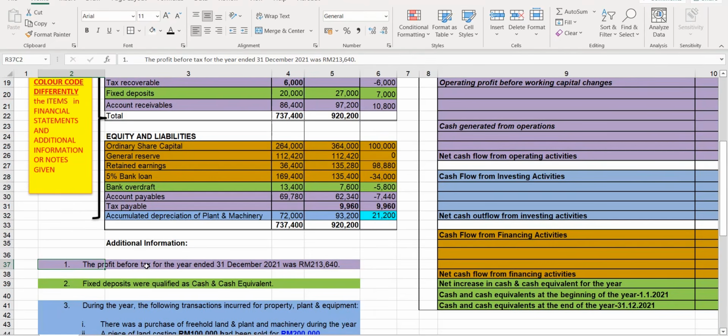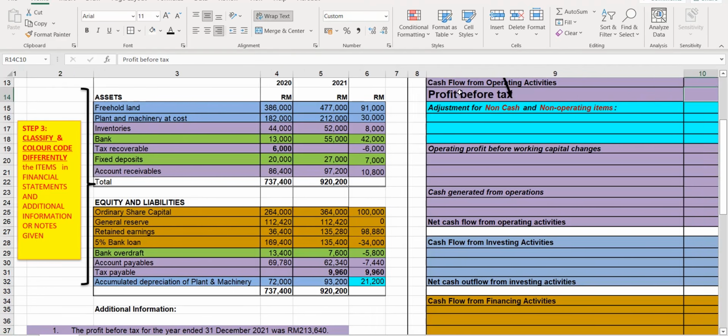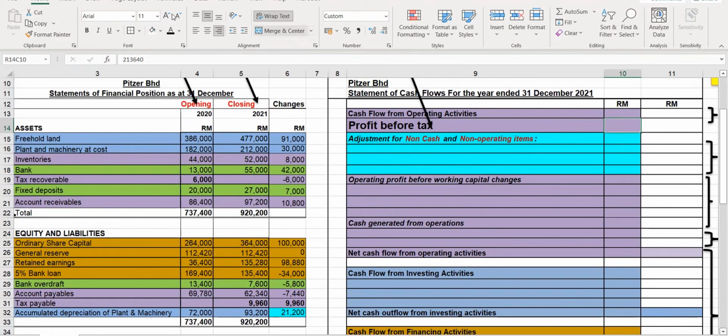The profit before tax is under the operating activities, because as you know, the starting point for the indirect method starts with the profit before tax. So you have this 213,640. This would be the first thing that you are going to include in your item here, which is in your cash flow from operating activities.